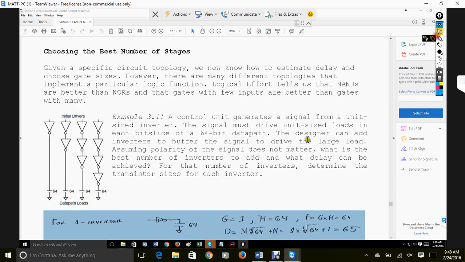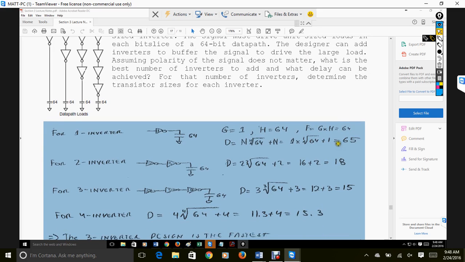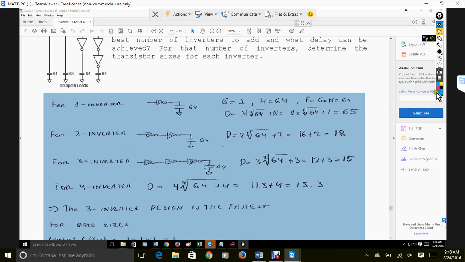So how does this actually work? For one inverter, this is all of them put together, right? For the first one, G is equal to 1 because it's an inverter, right? And H is equal to 64. So our path effort is just going to be 1 times 64, right? So then this becomes stage delay, 1 times the first root of 64 plus n. Normally we would say plus p, but since it's an inverter, the parasitic delay is assumed to be 1. So this becomes 1 times 64 plus 1, which is 65. So in order to drive all of those, having one inverter there can be problematic.